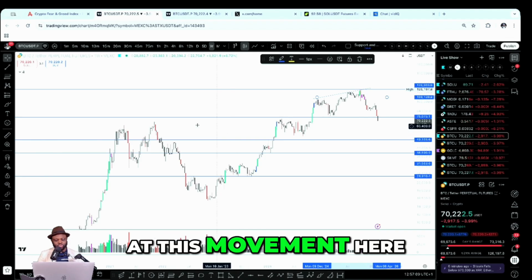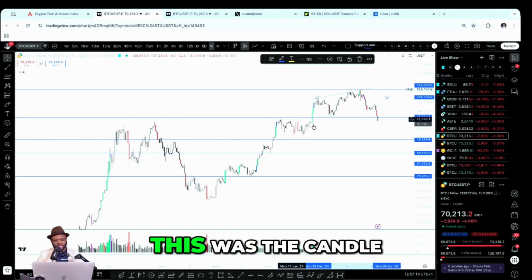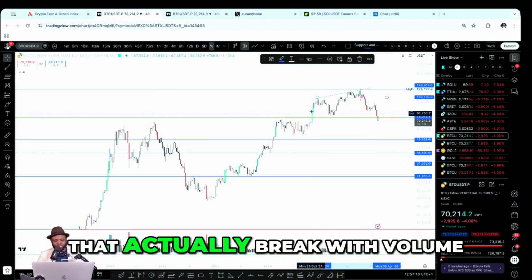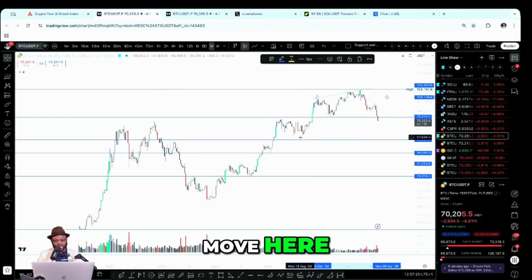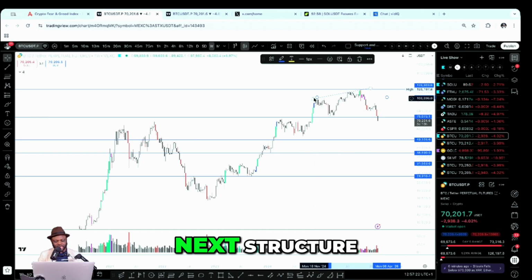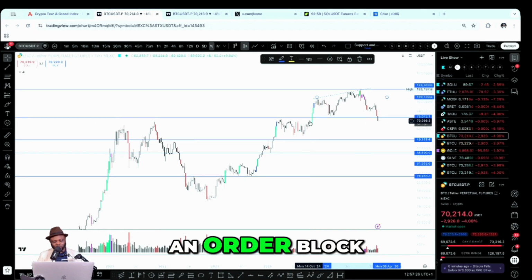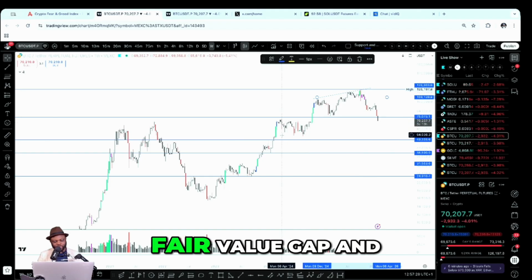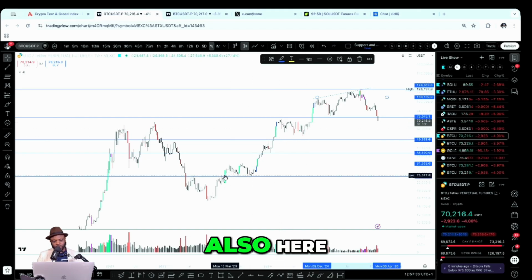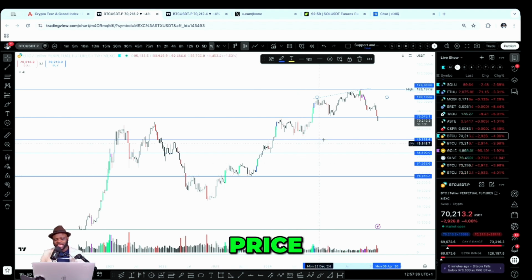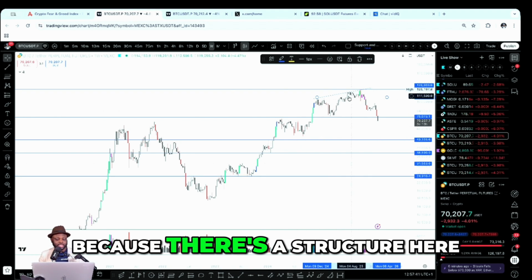And if you look at this movement here, that structure was broken. This was the candle that broke the structure with volume. You can see this move here. So it created this next structure. You can see the distance. There was a fair value gap there and another block. You can see here also there was a fair value gap and another block here. And also based on this, price has taken out this low. We want to assume that this was a, because there's a structure here.